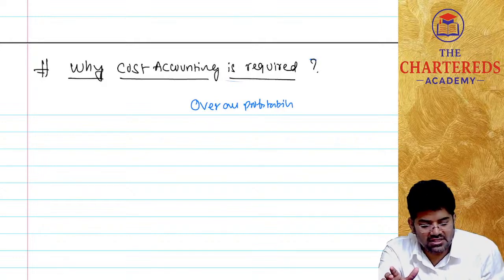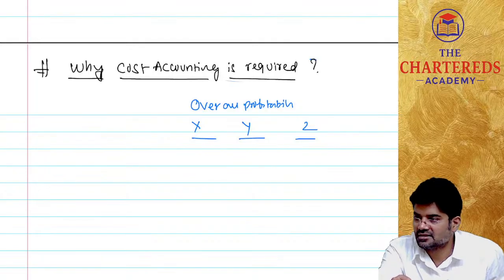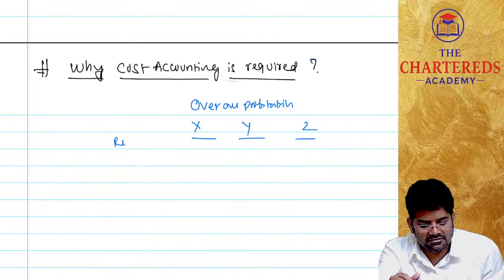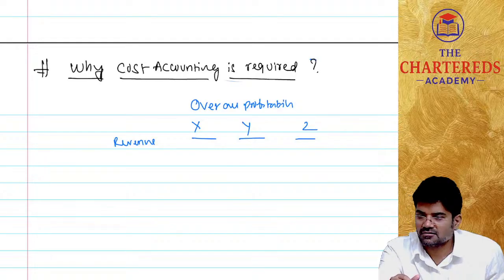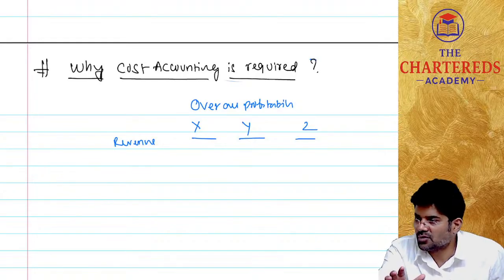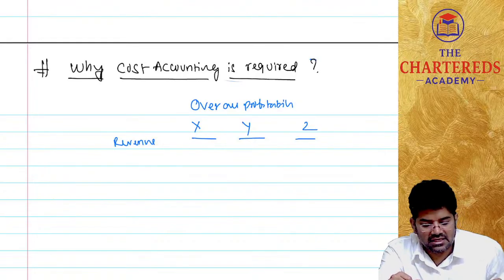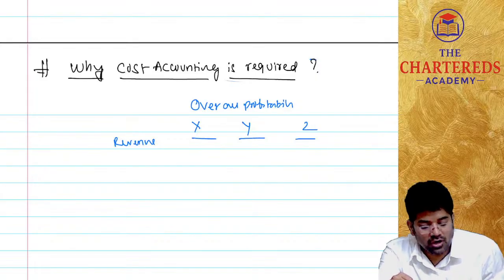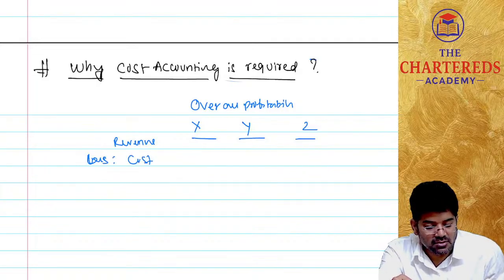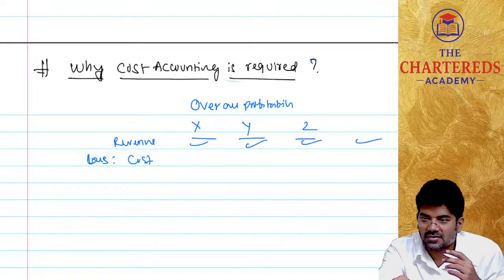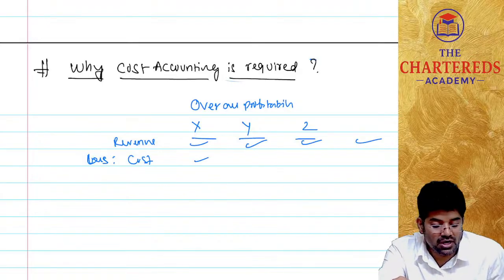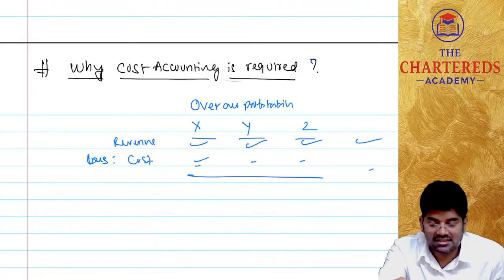Product wise, say for example, if you are producing 3 products, X, Y, and Z, product wise revenue you will have. Okay, product wise revenue you will have. Then what about product wise cost? Product wise revenue you have, but what about product wise cost?